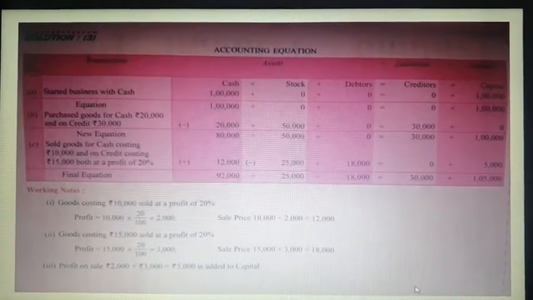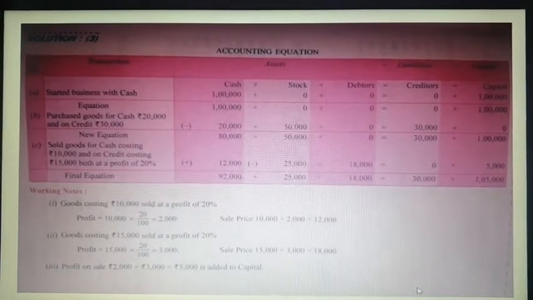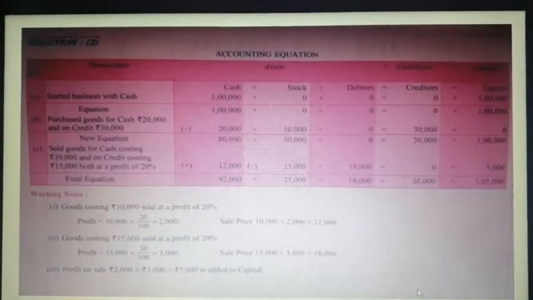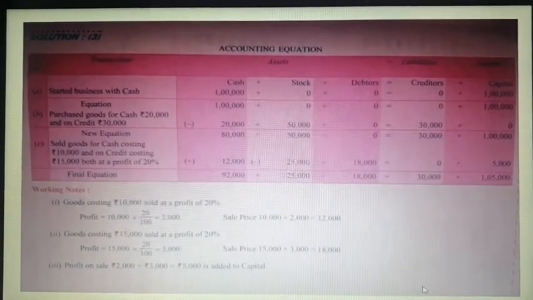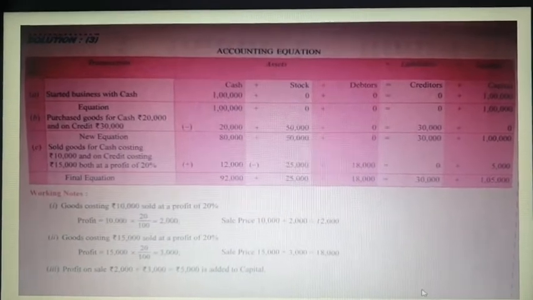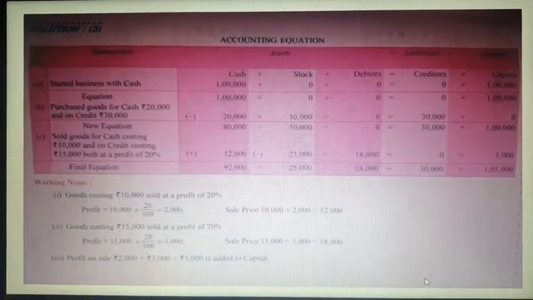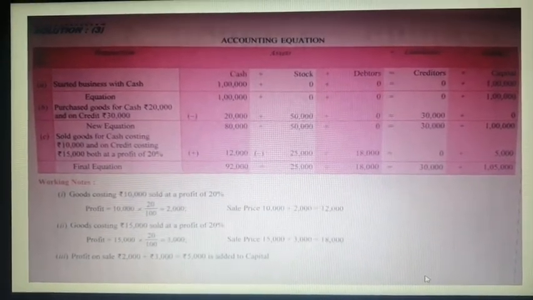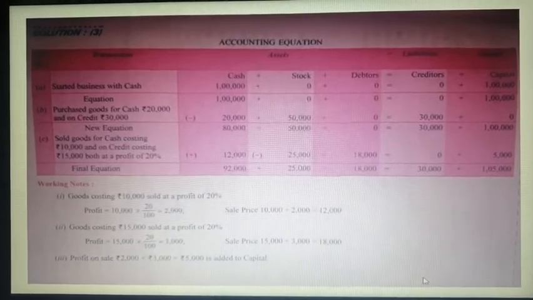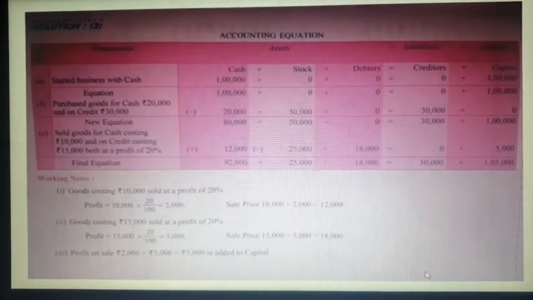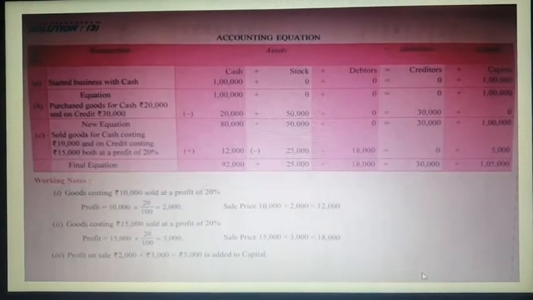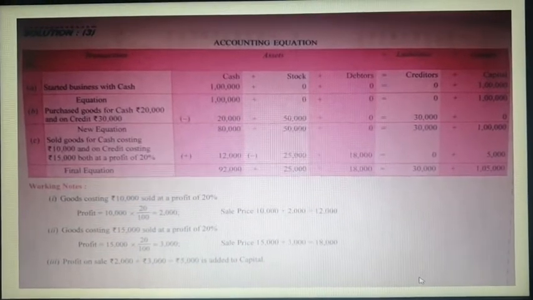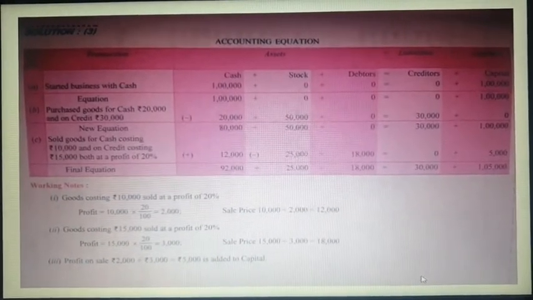And 15,000 plus 20%, that is 3,000, total 18,000, will increase your debtors. Why? Because credit sale of goods will increase your debtors. So the final impact is that your stock will decrease by 25,000, cash will increase by 12,000, and debtors will increase by 18,000. And in both cases there is a profit of 2,000 and 3,000, that is a total of 5,000. So it will increase your capital also, because whatever profit or loss there is will be added to your capital, and loss will be deducted from the capital.